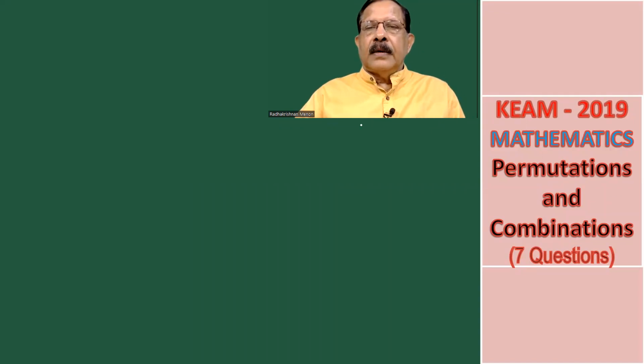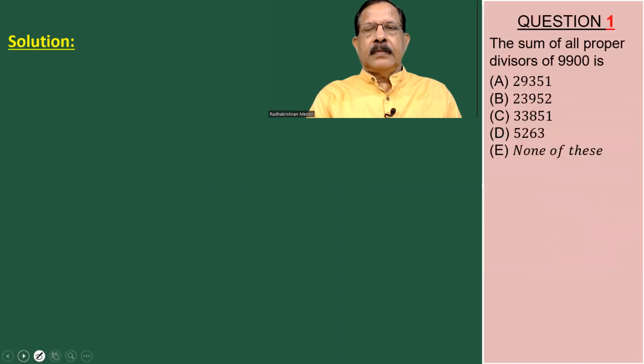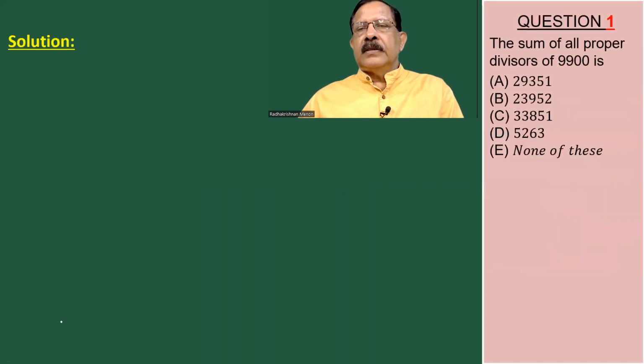Okay, today I am solving Keam 2019 questions from the chapter Permutations and Combinations. In that year, 7 questions were asked. Okay, let us see the questions. First question, the sum of all proper divisors of 9,900.